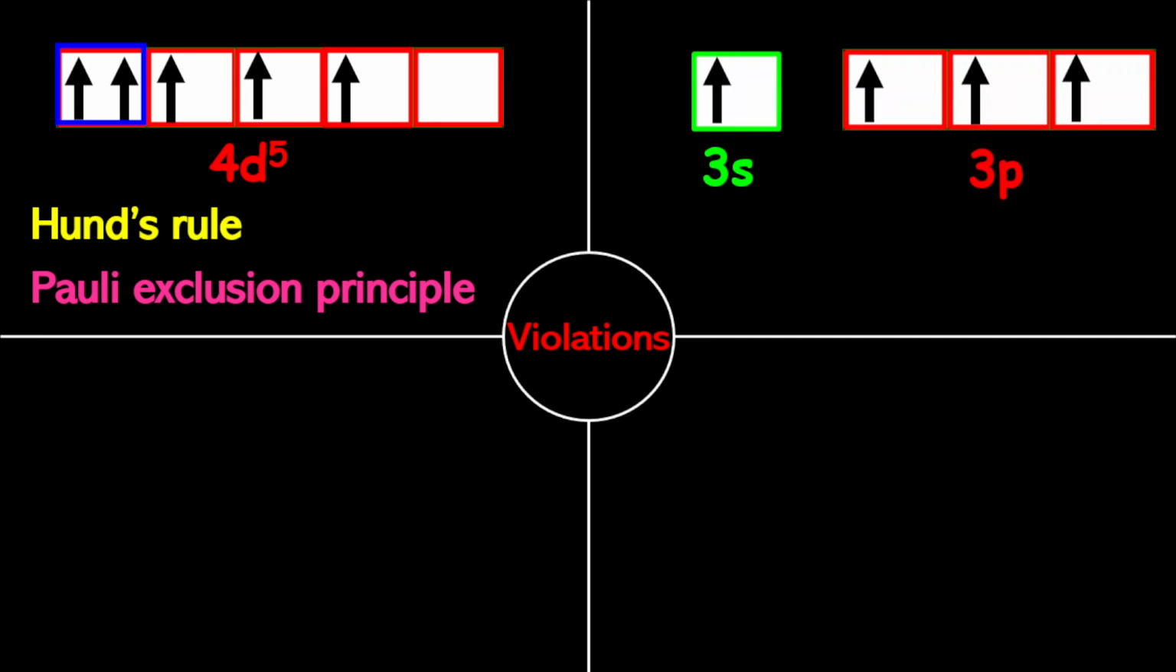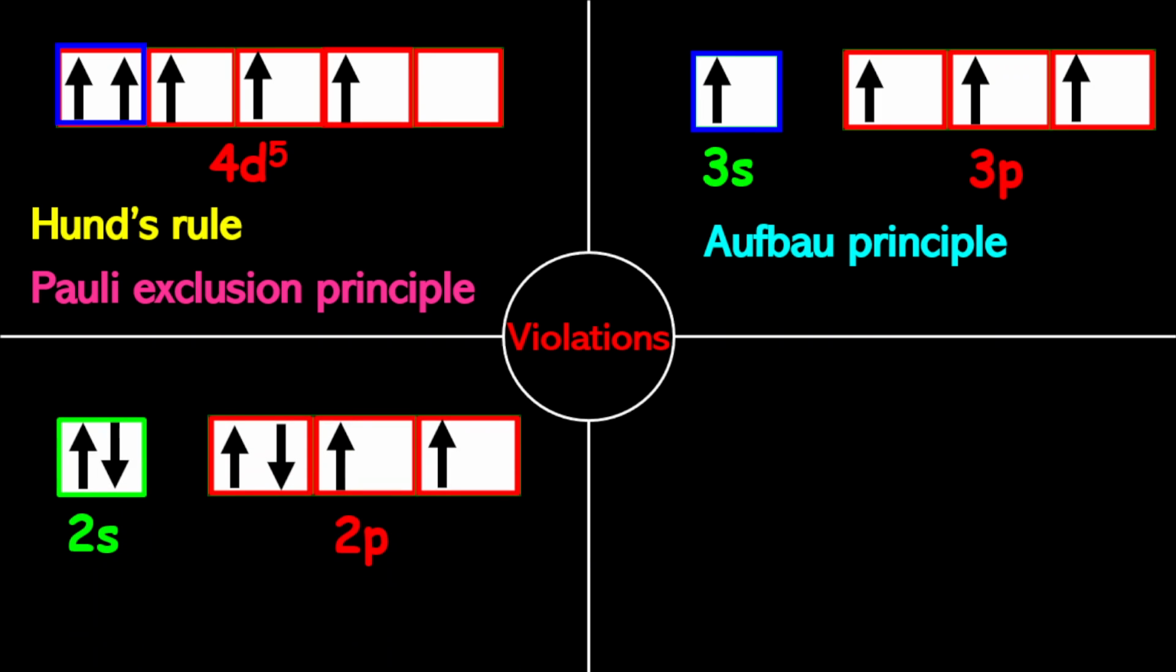Looking at another example here. Now look carefully, and you notice that the 3s contains only 1 electron. However, electrons are on the 3p. Therefore, this is a violation to the Aufbau principle because the 3s should fill before going on to the 3p.